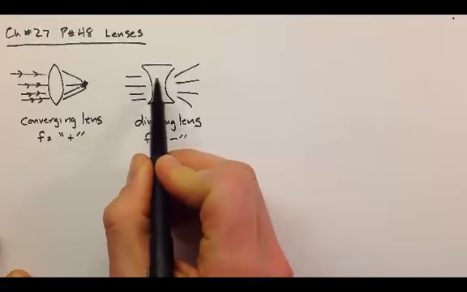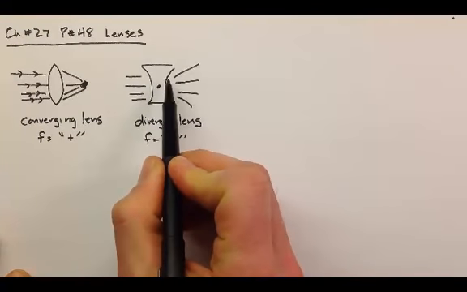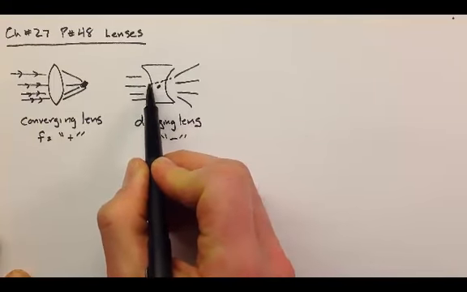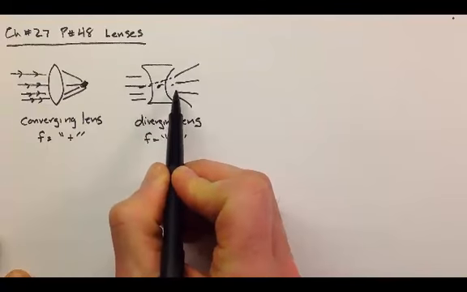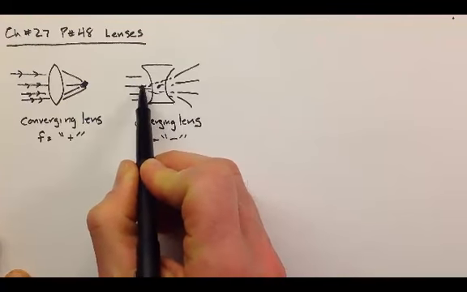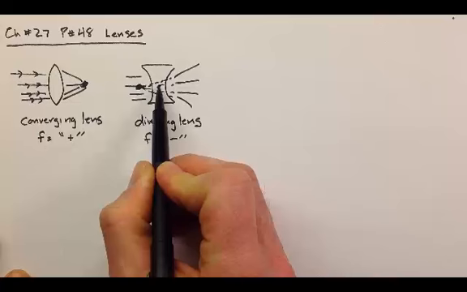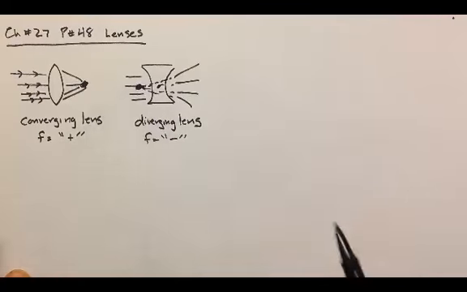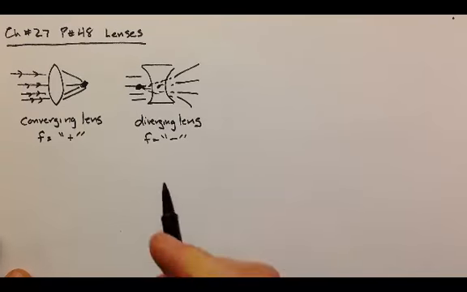For instance, here the light diverges, but if you were to trace these rays all backwards along their diagonals, they would meet at some point here. So the distance from the middle of the lens to this imaginary point back there is called the focal length of a diverging lens, and that has a negative sign.